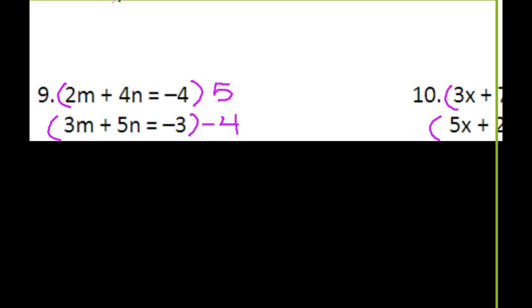Take a minute and distribute the 5 and the negative 4 and rewrite both equations for me now. And I picked 5 and negative 4 so I could cancel the n's.